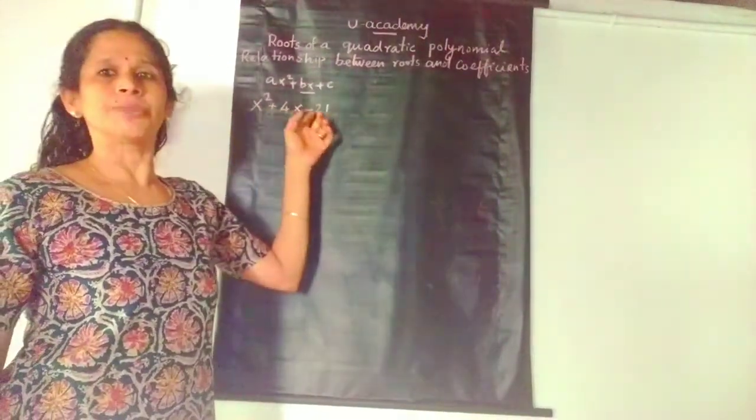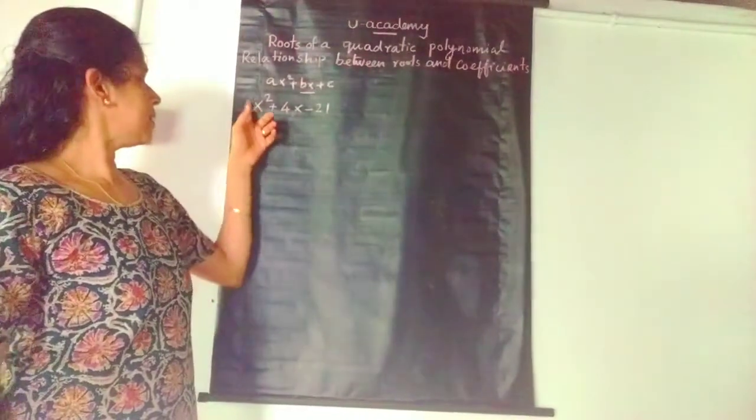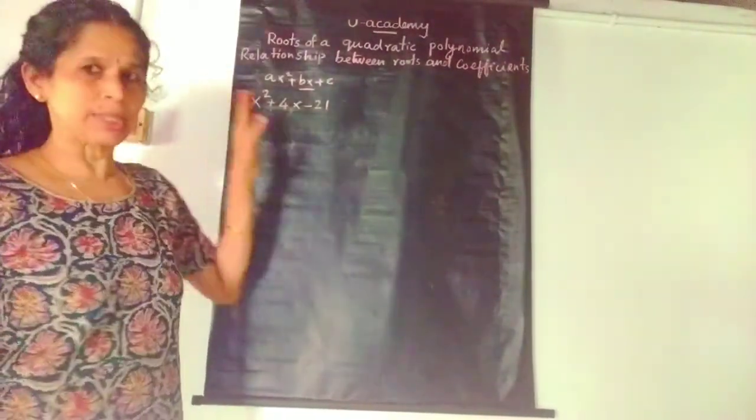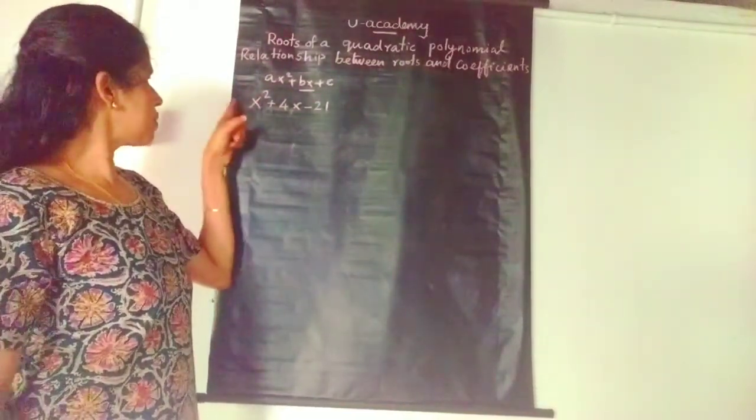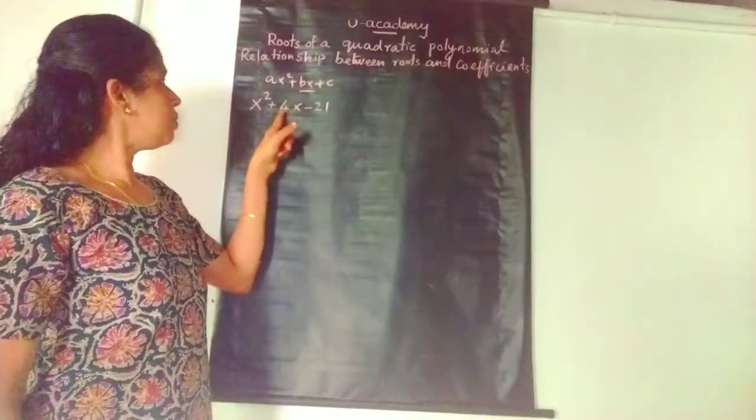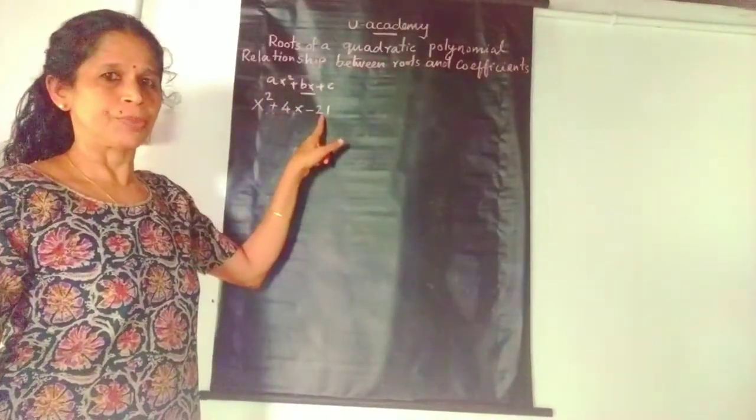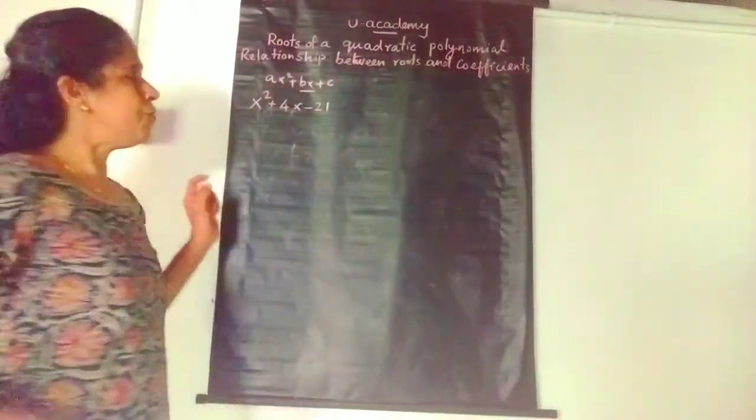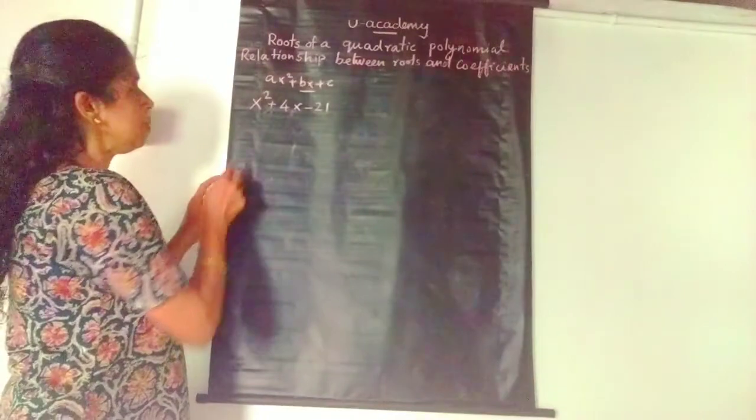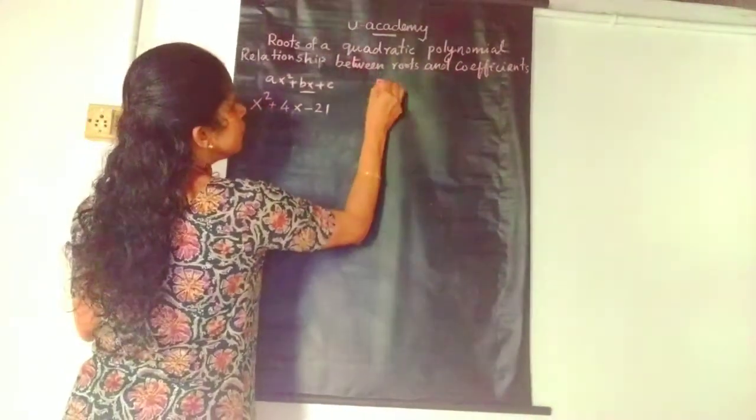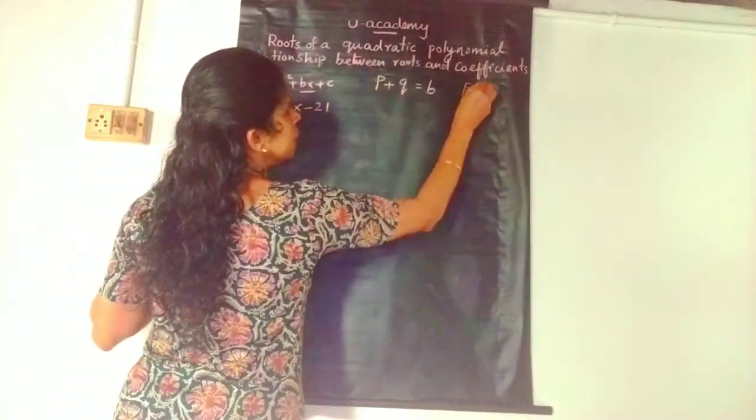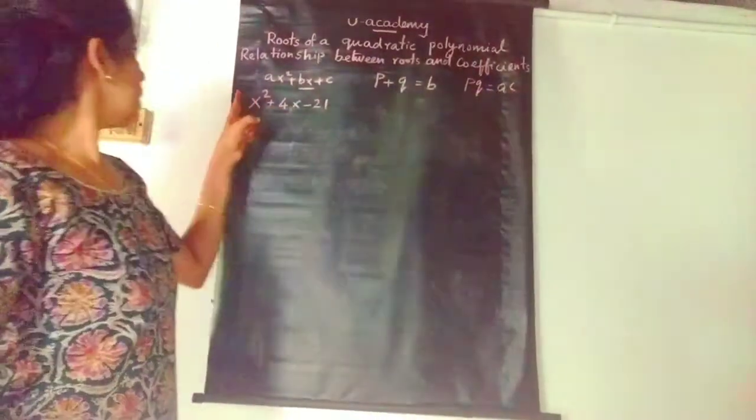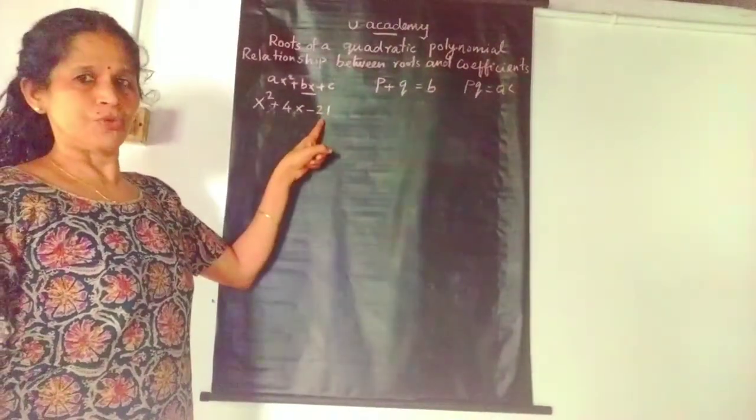x square plus 4x minus 21. What is a here? That is 1. If there is no number, don't think that it is 0. 1 into x is only x, 1 into x square is only x square. So the coefficient of x square here is 1, and b is equal to 4. So first we are going to find the factors. First we have to remember that the sum of the two factors, p plus q, equals b, and the product of the two factors, pq, equals ac. So first find ac. a is 1 and c is 21, that is minus 21.